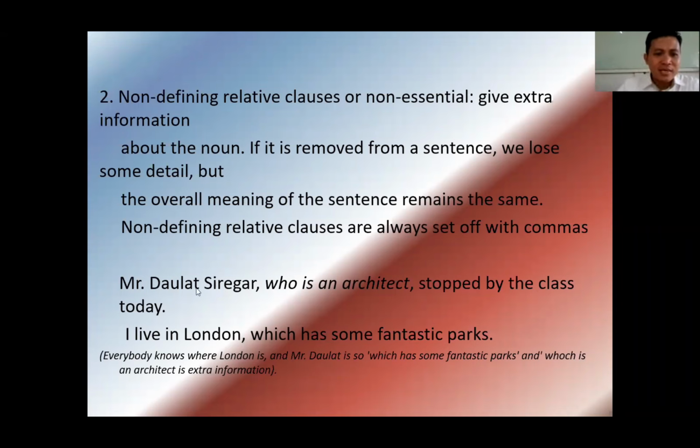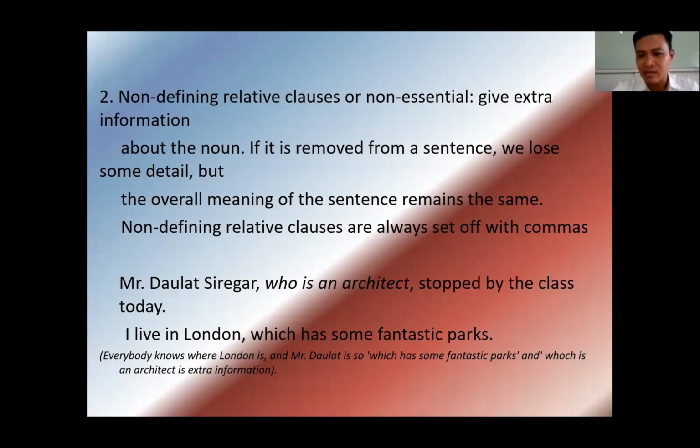The example is, Mr. Daulat Siregar, who is an architect, stopped by the class today. Everybody knows Mr. Daulat, right? I didn't say the man, but I said Mr. Daulat Siregar. He is the only one. The original sentence is Mr. Daulat Siregar stopped by the class today. People understand. The sentence has a full meaning.